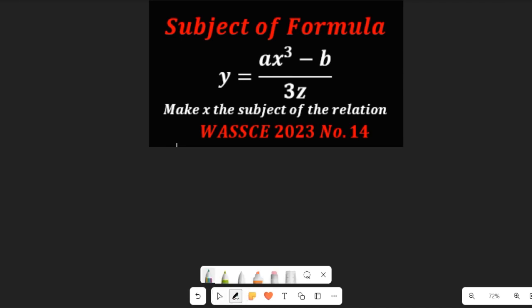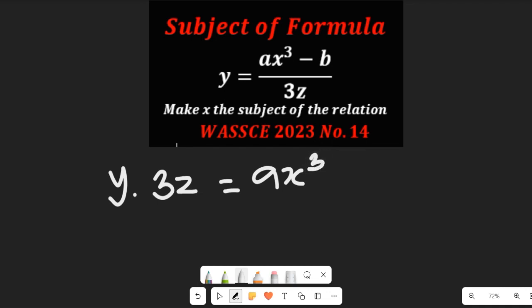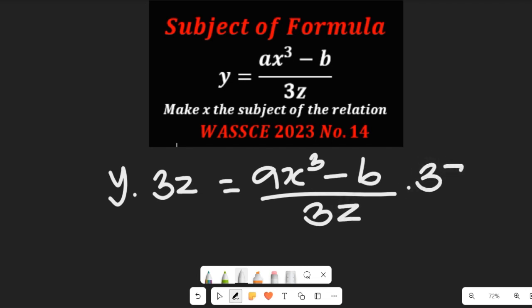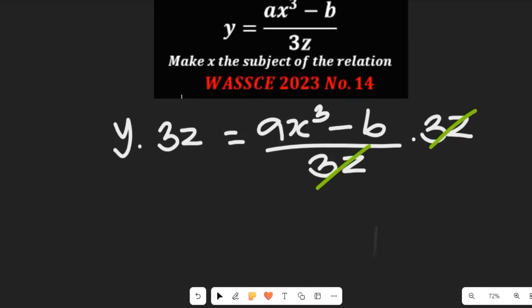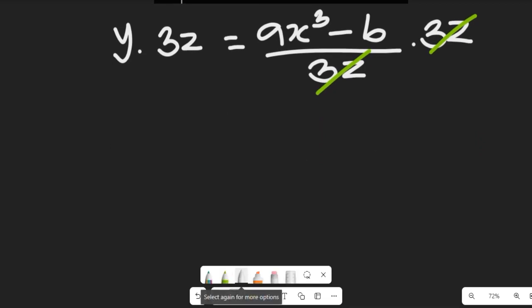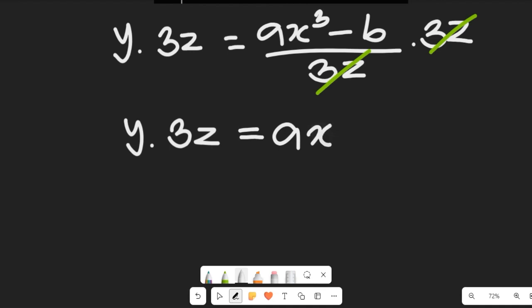So if we multiply both sides by 3z, we're going to have y multiplied by 3z, and that will be equal to ax cubed minus b divided by 3z, and this will be multiplied by 3z. Now from this expression, you see that 3z, we simply clear 3z here. And what next? We're going to have that expression to now be y multiplied by 3z, and this will be equal to ax to the power of 3 minus b.